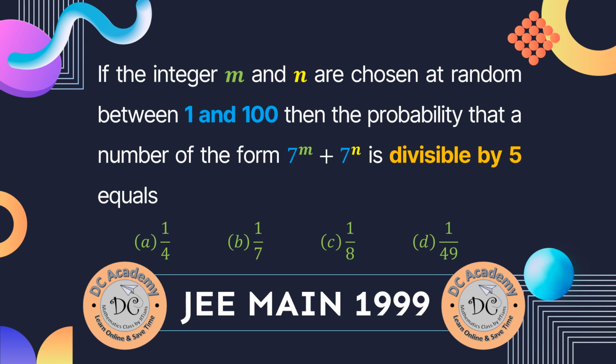Here it says that we have integers m and n that are chosen at random from the integer set 1 to 100, such that the number generated by 7 to the power m plus 7 to the power n is divisible by 5. So let's go ahead and solve this problem.